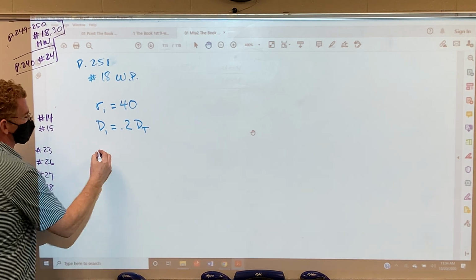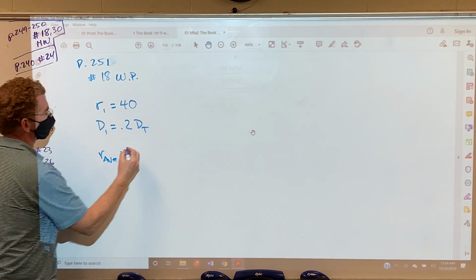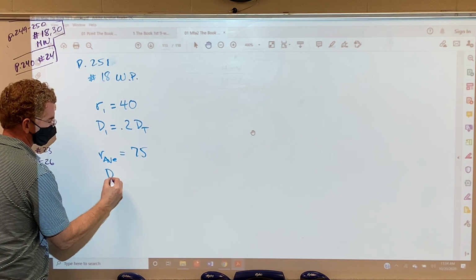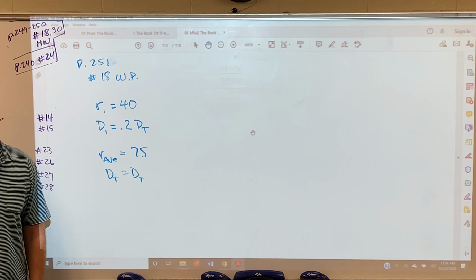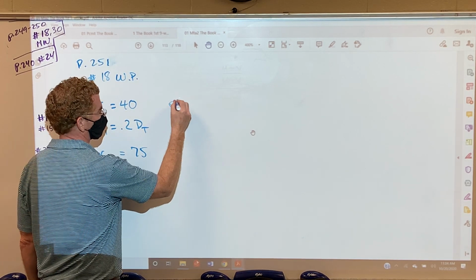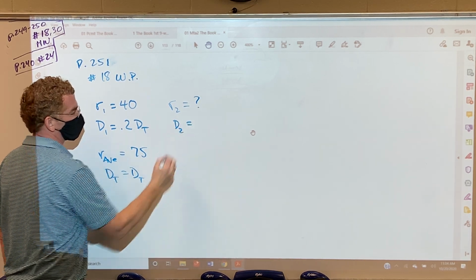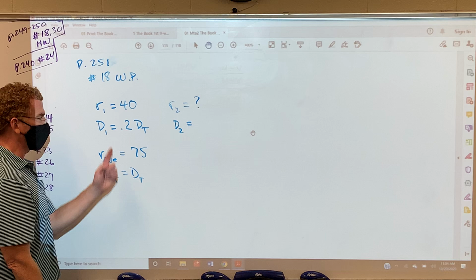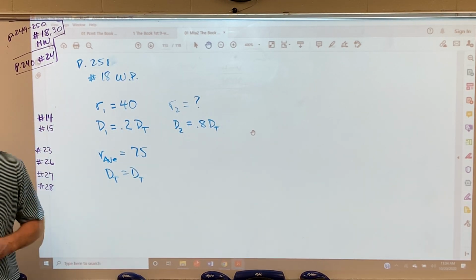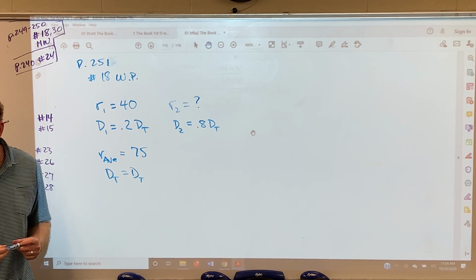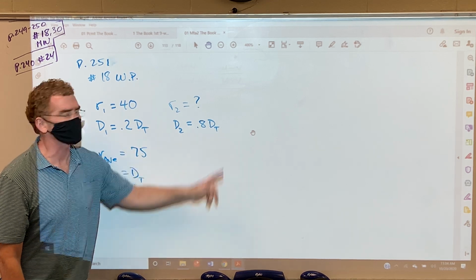That's the average rate. So the average rate was 75 kilometers, and that's for the total distance. So all I know about the second rate is nothing, but I do know that the second distance would be what? 80% of the total. So I'm just writing out what I know. It says, what was her average speed for the last 80%? So basically, what was her rate for the last part of the trip?